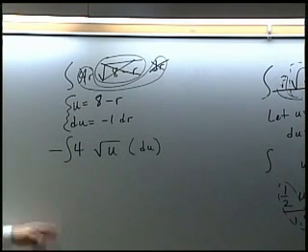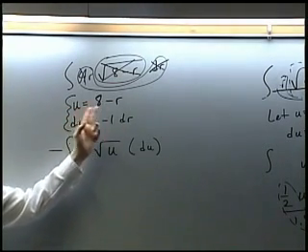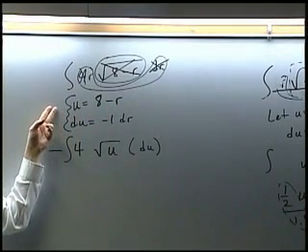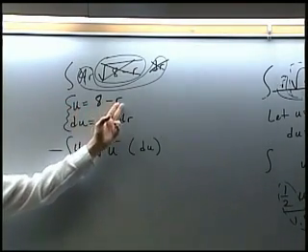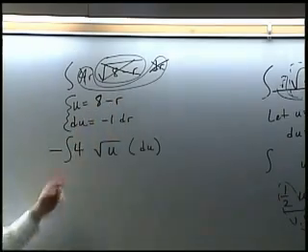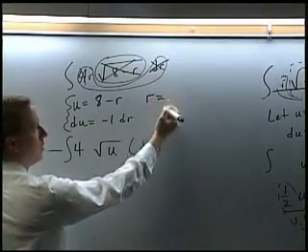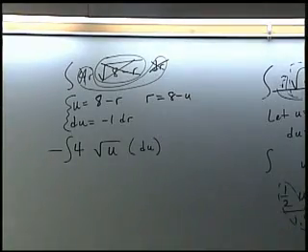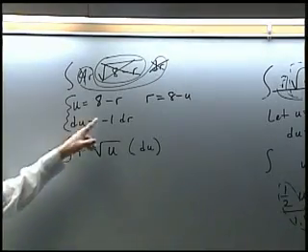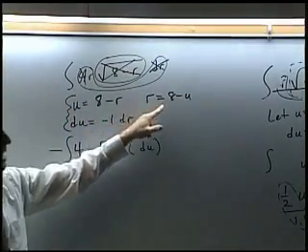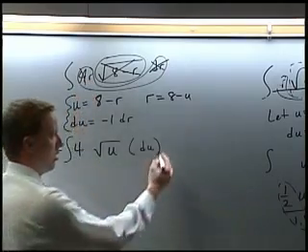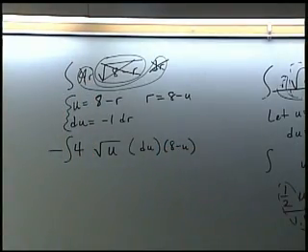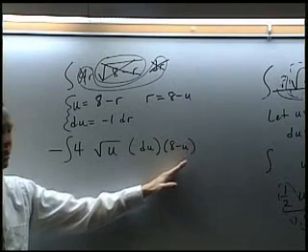The answer is yes. If I solve this first equation for r, if I add the r over to this side, and I subtract the u over to this side, what do I get? r equals 8 minus u. If I just do a couple of algebra steps, I can solve this equation for r, and now I can replace that r with 8 minus u. And now that's how I've changed everything over into u.